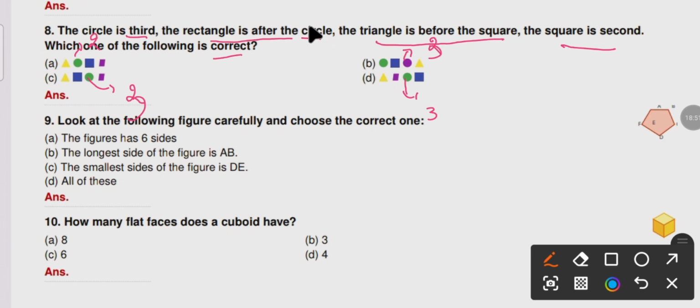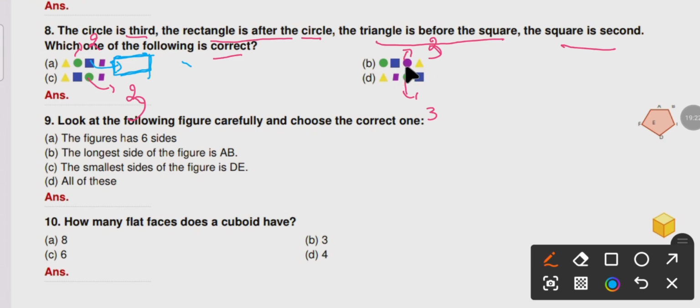Rectangle is after the circle. Here see in option A, this is a rectangle, but the shape is not clear. It is a rectangle like this. So the rectangle is after the circle. Here in option A, the rectangle is after the square, not after the circle. So this is wrong.